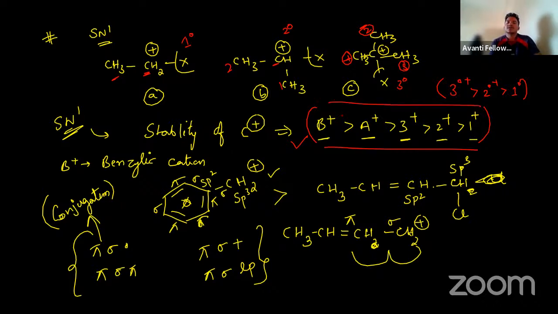Again, remember benzylic, allylic, tertiary, secondary, and primary is the order of stability of carbocation. Okay. Pretty clear, I think, for you all.